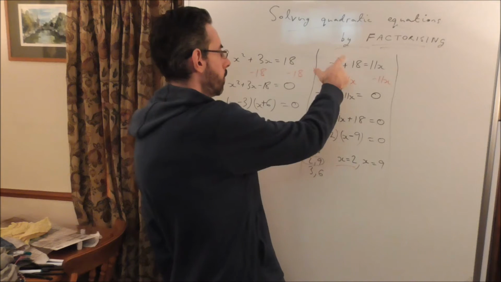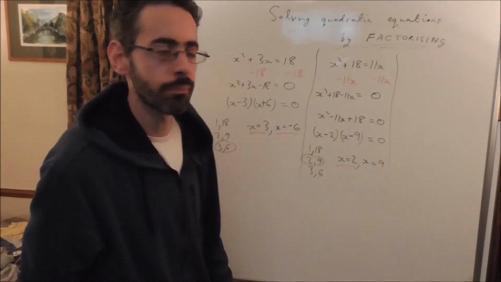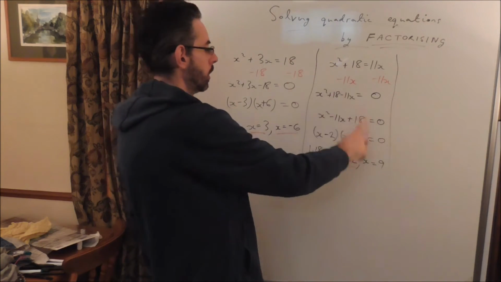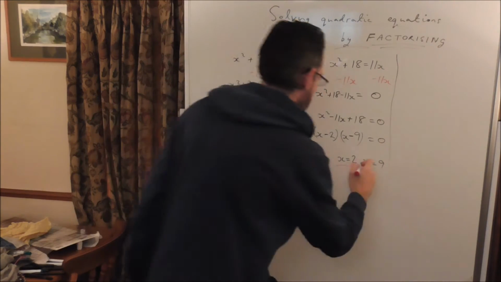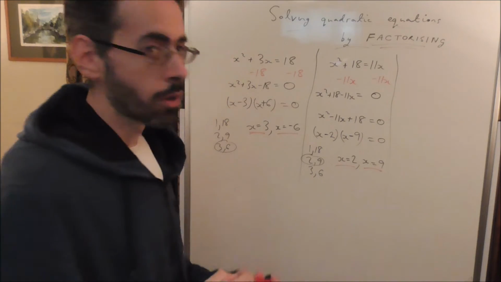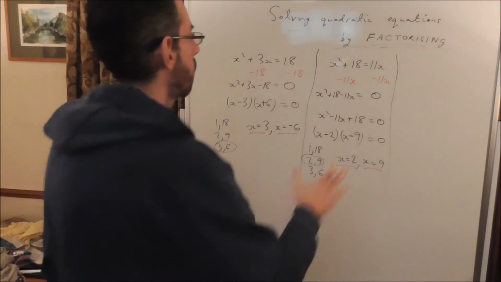So it works. Let's put 9 in and see if that works in the equation. 9 squared is 81, plus 18 is 99. So 99 on the left-hand side. On the right-hand side, 11 times 9 is also 99. So 9 is also a solution. Right, let's just do one more example over here.